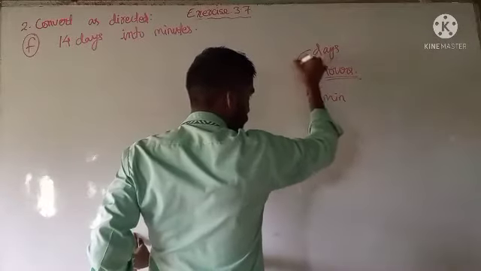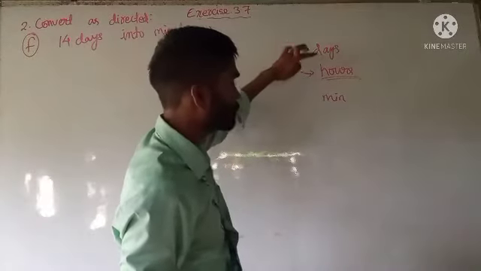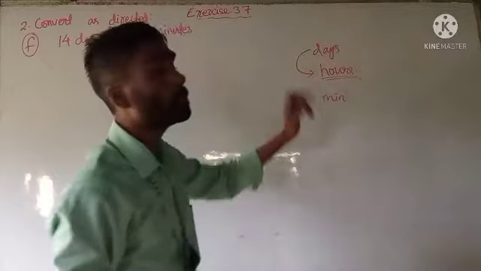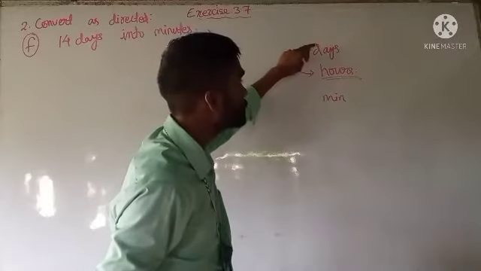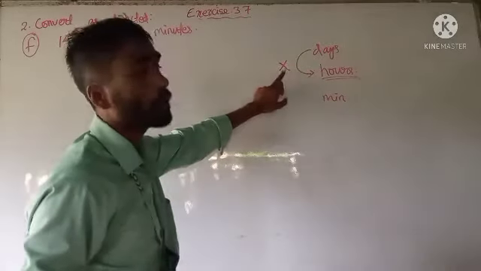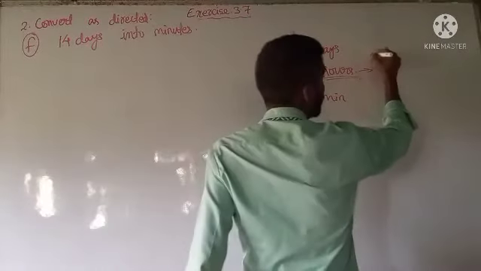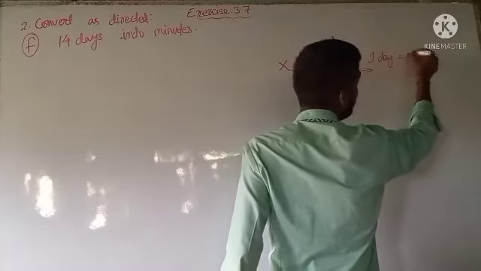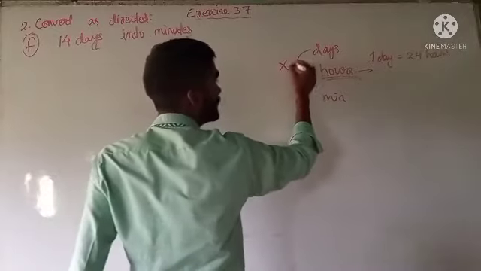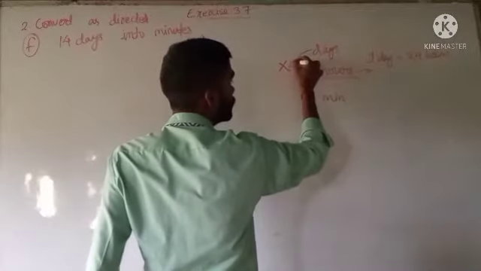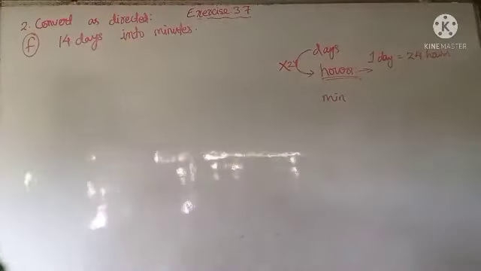So in order to convert days into minute, when we are converting from greater unit to smaller unit, what we need to do is we need to multiply. Now with what number we are going to multiply? One day has 24 hours. So we need to multiply this days with 24 in order to convert it into hours. First let us convert it into hours, and then we'll convert it into minute.